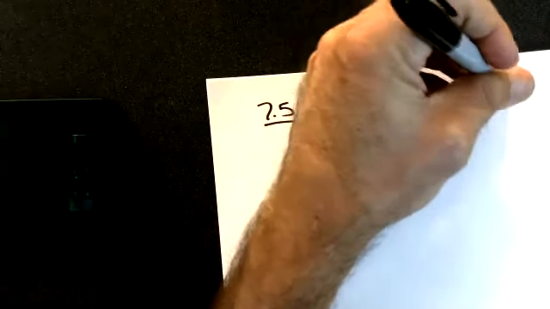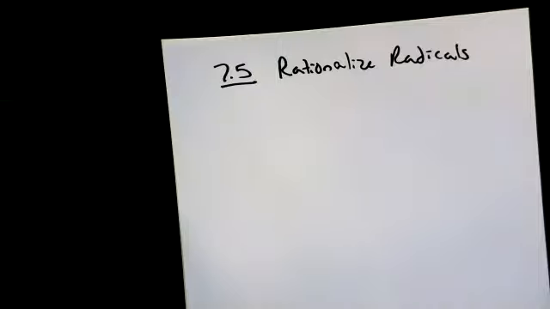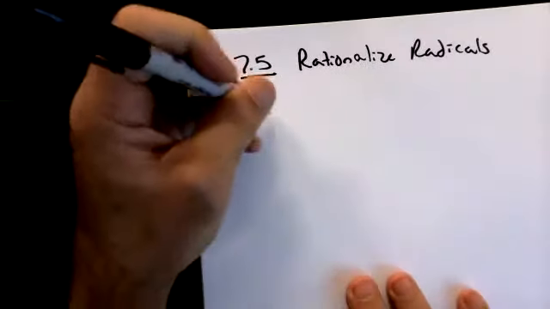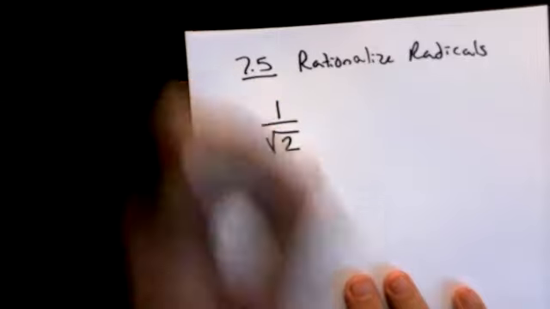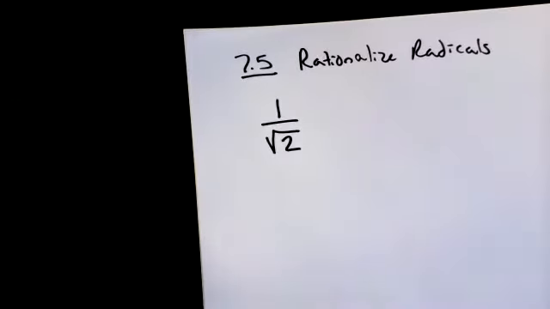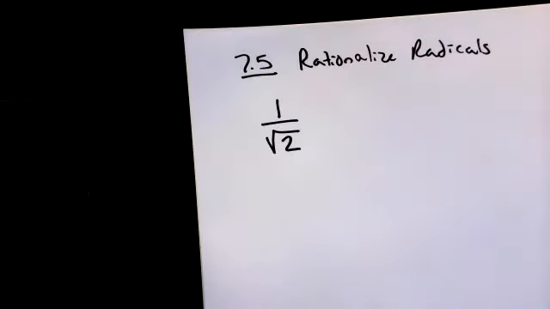7.5. We're not dealing with imaginary numbers anymore. We're just dealing with rationalizing radicals. Again, all that stuff I said about imaginary numbers is true of radicals as well. When you have a radical, square root, cube root, fourth root, fifth root, whatever, on the bottom of a fraction, this is considered to be not simplified. This is not rationalized. So they are going to ask us to rationalize this.